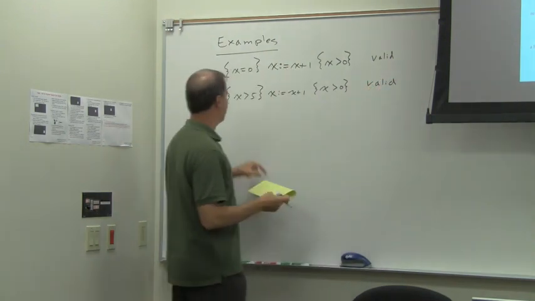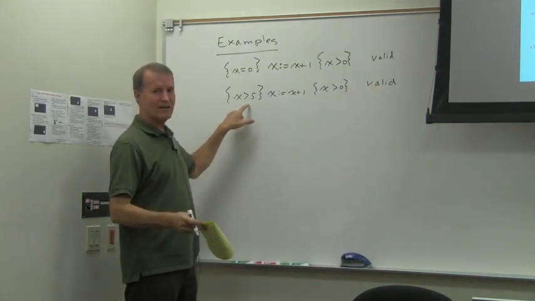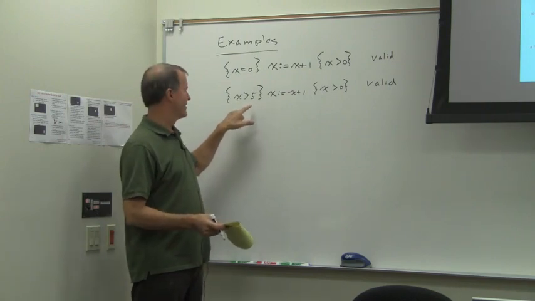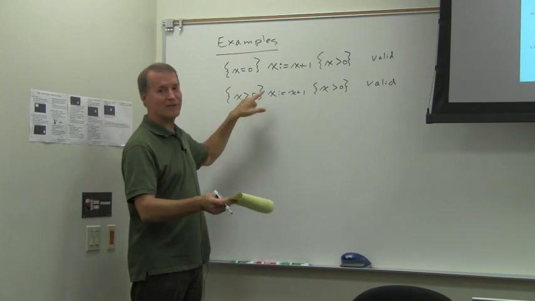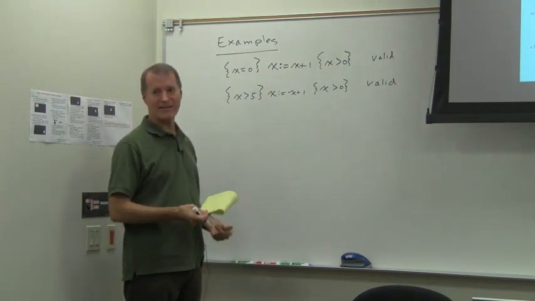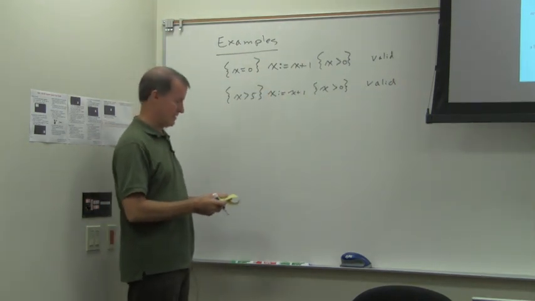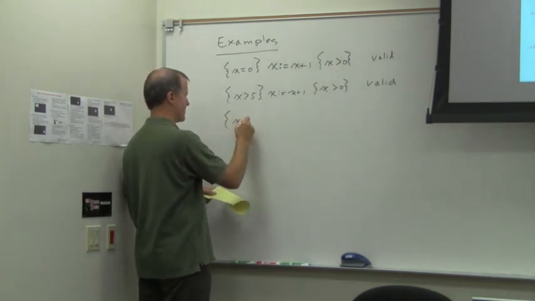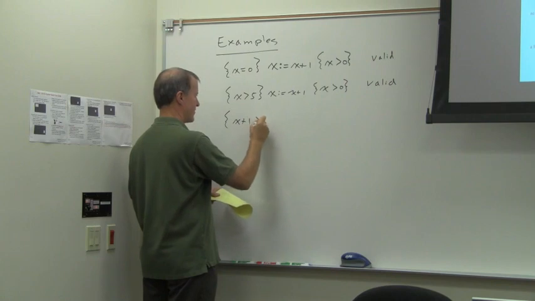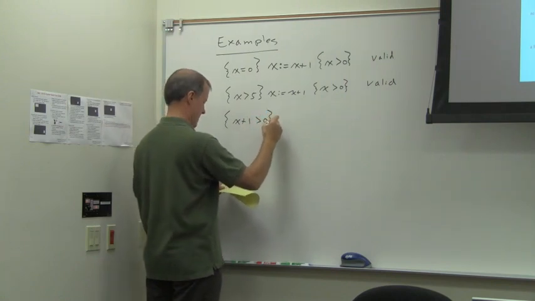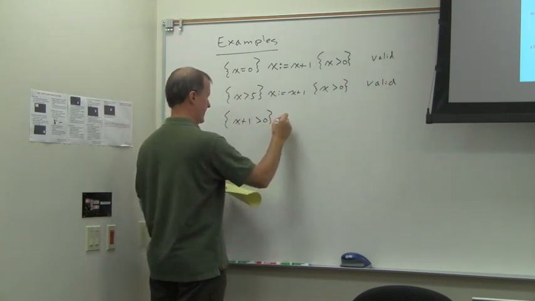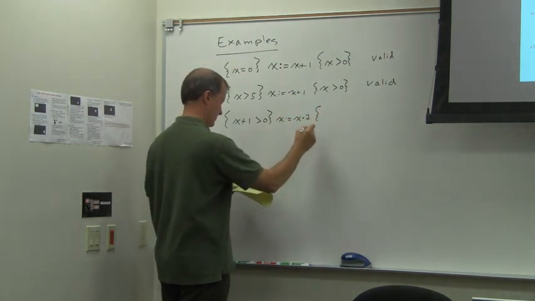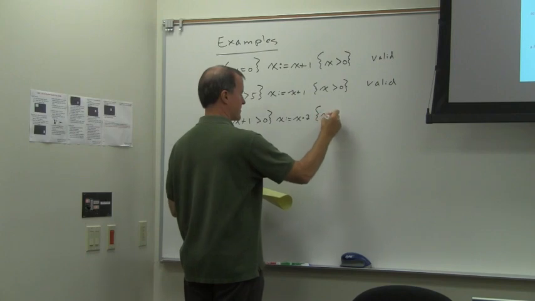I mean, because after all, if x is 6 or 7 or 8 or 9, and you do x gets x plus 1, afterwards it's going to be 7 or 8 or 9 or 10, and all those are greater than 0, right? Are you with me? How about this? X plus 1 is greater than 0. X gets x times 2. X is greater than 0.